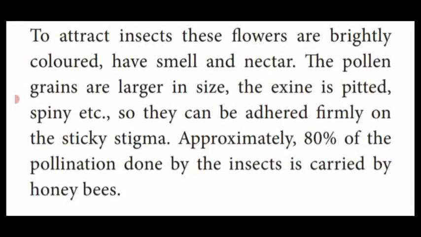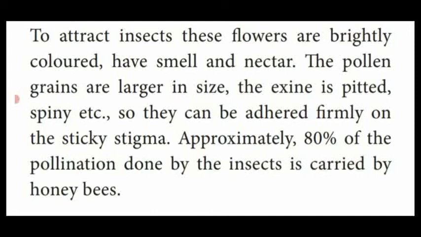And also, the pollen grains are very large in size. See that one. In wind pollination, the pollen grains are small and smooth and dry, isn't it? Here, the pollen grains are larger in size. The outer surface of the pollen grains has small cavity-like structures known as pitted, and in some plants it looks spiny, like thorns. So, they have the capacity to adhere, that means attach, firmly, that means tightly, on the sticky stigma region.